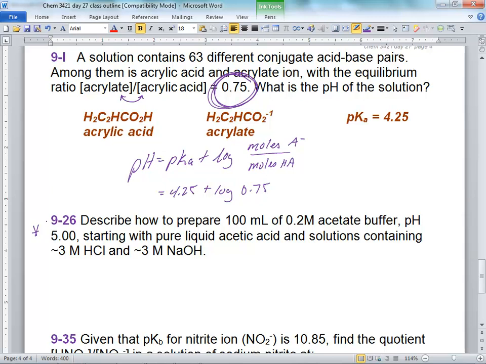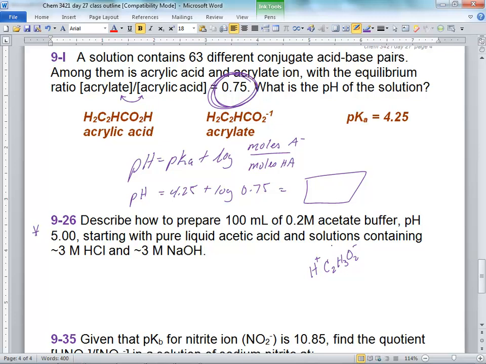Describe how to prepare 100 mL of 0.2 molar acetate buffer, starting with pure liquid acetic acid and solutions containing 3 molar HCl and 3 molar NaOH. The only thing you're really missing, well, you're really not missing it because I'll be giving you all these tables of weak acids. So if you don't know what acetic acid is, you could just look it up in the table. But does anybody know what it is? An acetate with an extra H. So what's the acetate? C2H3O2 with a negative, then you attach on an extra H. Right, there's your acetic acid.